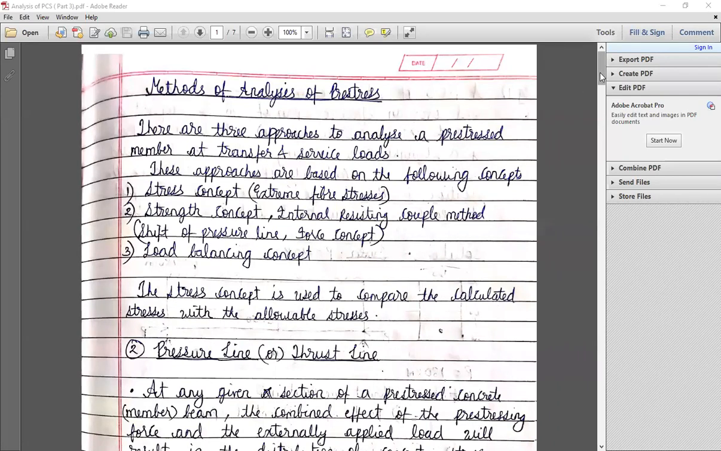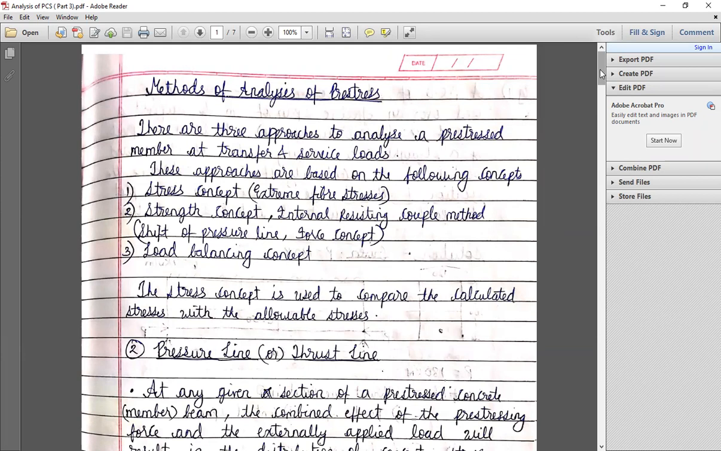Okay. So now we have seen the first method of analysis of pre-stress. I told you there are three methods or three approaches to analyze a pre-stressed member at transfer and service loads. So these approaches are based on the following concept.